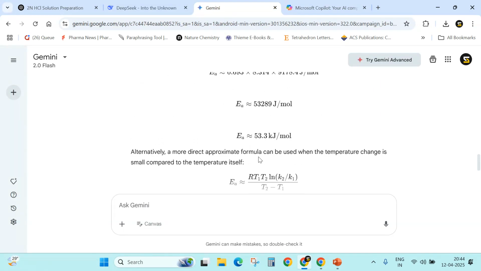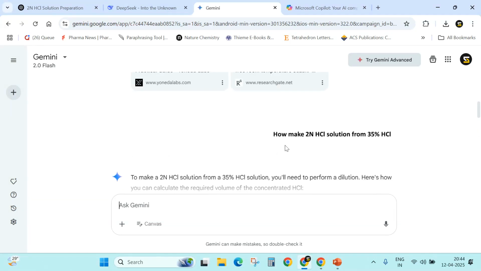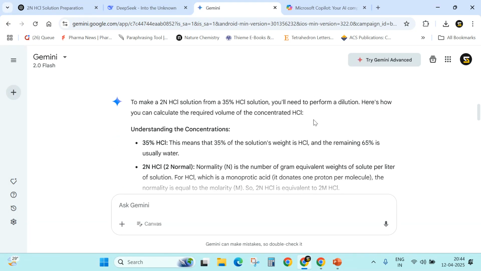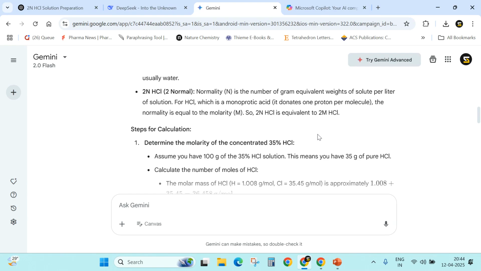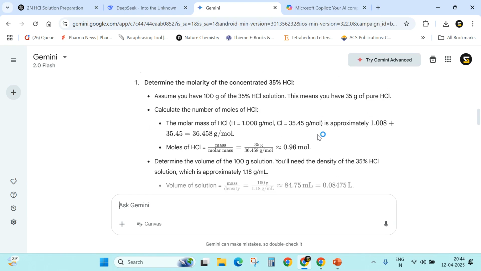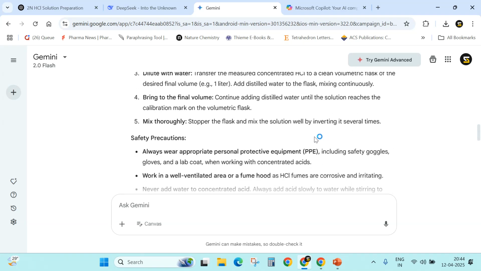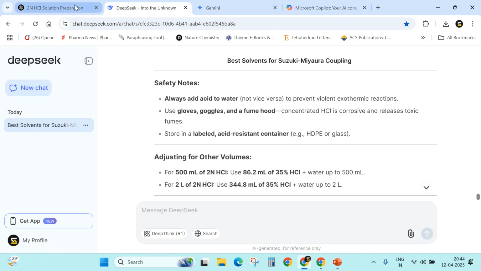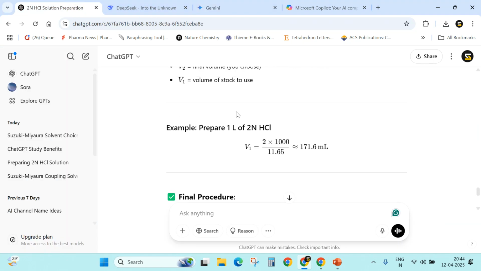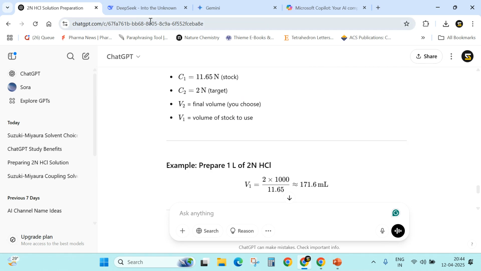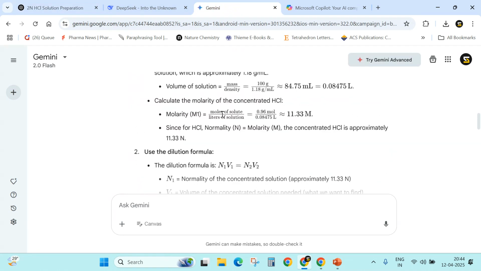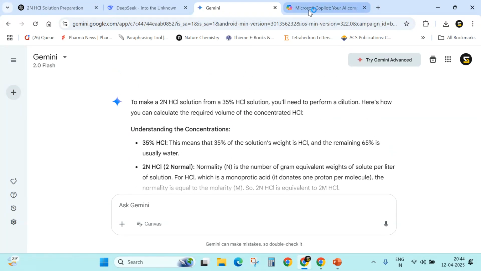Let's see the Gemini result. Here is my prompt and this is the Gemini result. It explains what a 35% HCl solution is, the remaining 65% being water, with more description, and then they mention the calculation. This is good for understanding. Unlike DeepSeek and the OpenAI platform, which directly gave the solutions, Gemini explains step by step and also explains the concepts.